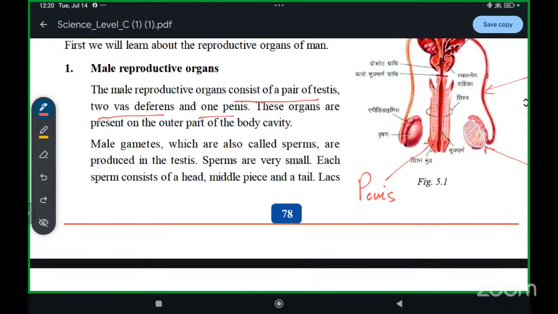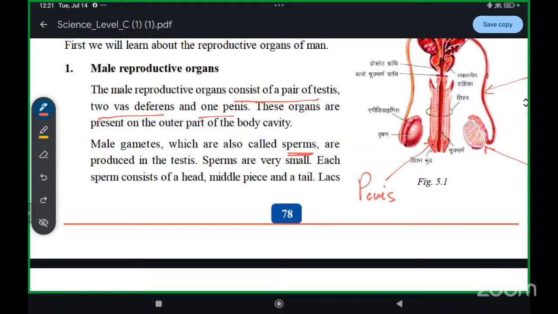Male gametes, which are also called sperms. Now, we have two names for the gametes, the male seeds and the female seeds. For the male seeds, they are known as sperms. They are produced in the testis. The testis is the part of the reproductive system which makes sperms.